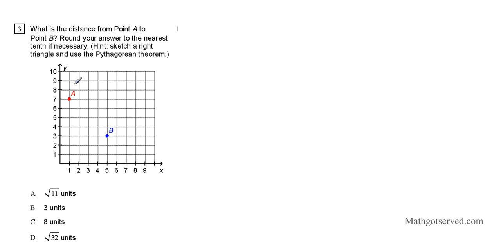Number 3 says, what's the distance from point A to B? What we can do here is make a right triangle and then use the Pythagorean theorem. Okay, we're looking for this distance right here. Let's call this distance x. How long is this distance? 1, 2, 3, 4. Let's call this side A. It's 4 units long, and then this one, 1, 2, 3, 4, is 4 units long also.